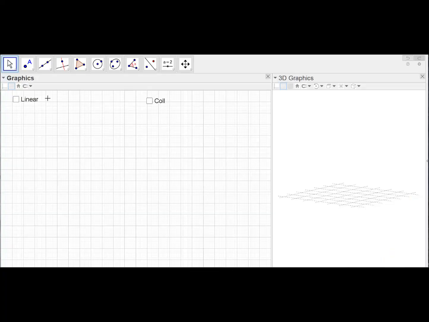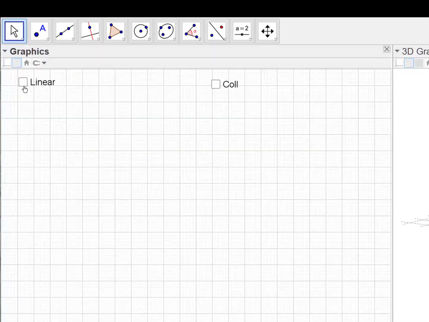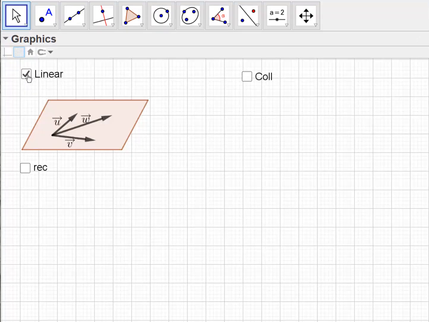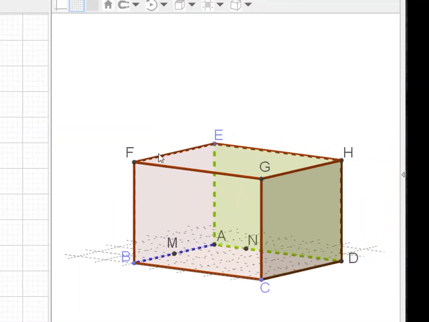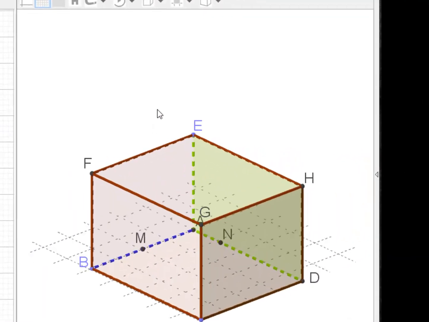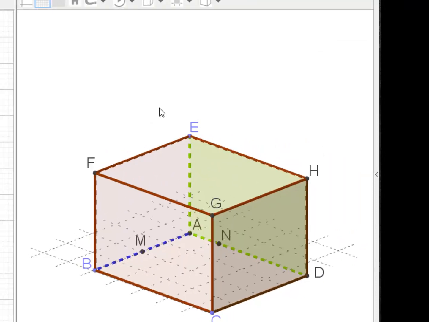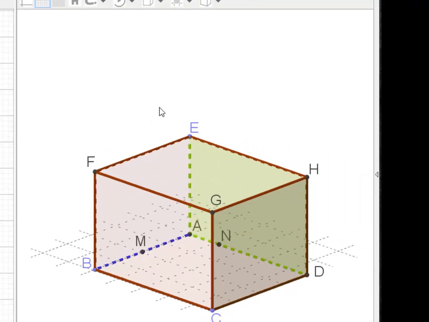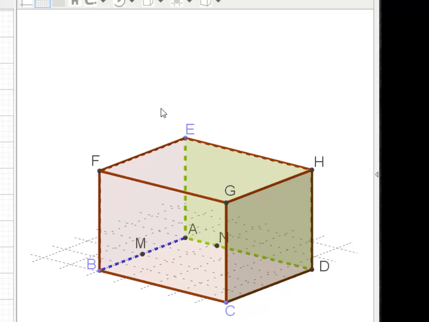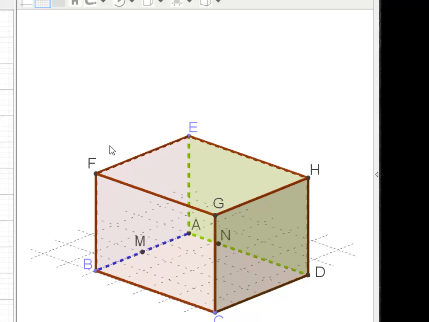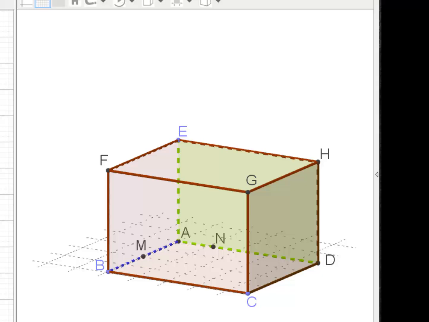Now, my dear students, let's check coplanar vectors. As we said before, to prove three non-zero vectors u, v, and w to be coplanar, we need to find one of the three vectors to be a linear combination of the other two vectors. To do so, we will check a rectangular prism ABCD, EFGH, where M is the midpoint of segment AB and N is any point on segment AD.